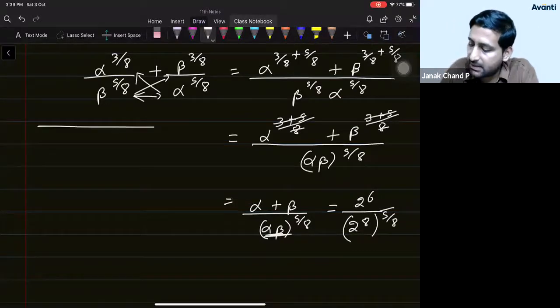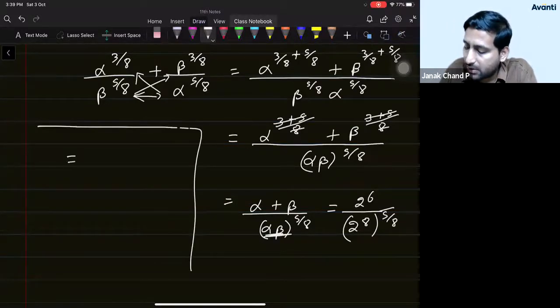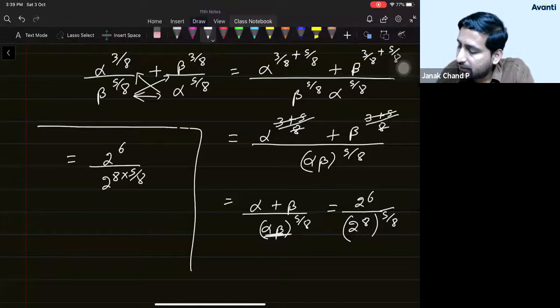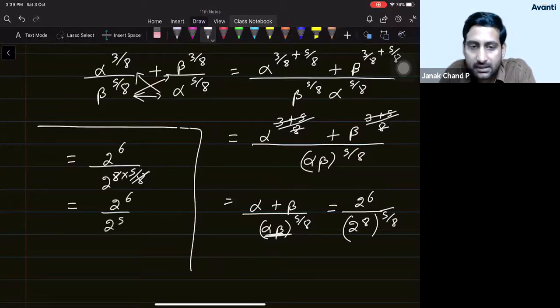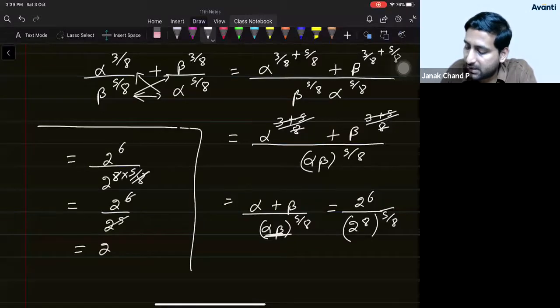Right, so the final answer is, student, this is equal to 2 to the power of 6 divided by 2 to the power of 8, into 5 by 8. Okay, so when you have a whole power, that will get multiplied with the inner power. That is the rule. So this and this will get cancelled out. So the final answer is 2 power 6 by 2 power 5, and that is nothing but 2, right? So the 5 power will get cancelled, only 1 will be there, 2 power 1, which is 2.